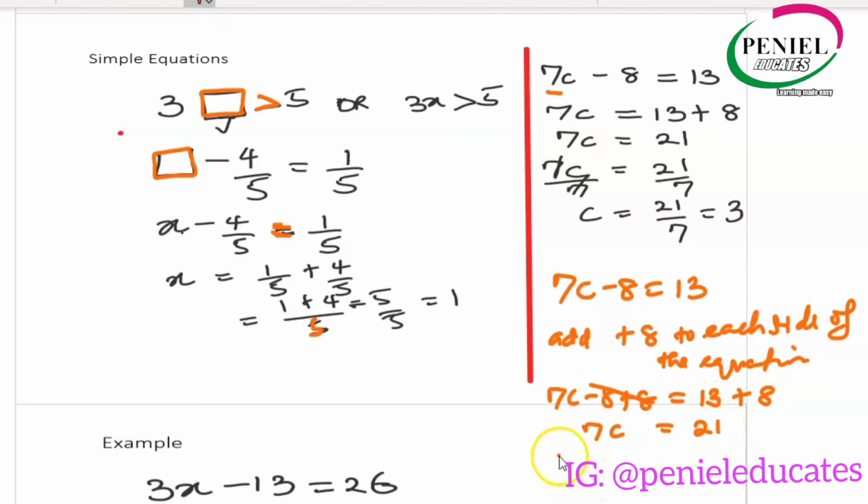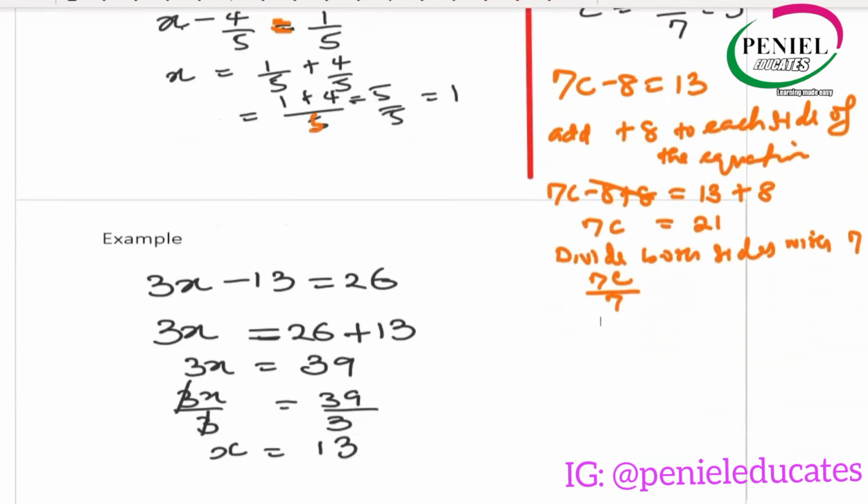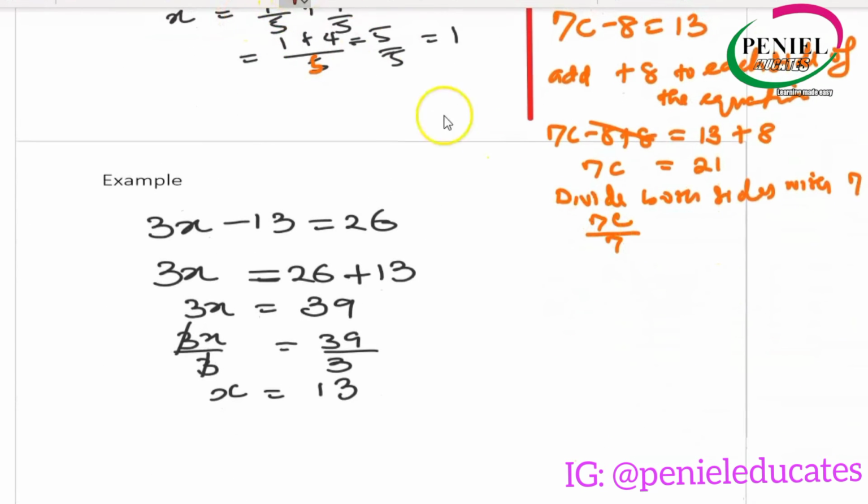Okay, so I want to divide both sides with 7. So I can do 7c over 7 equal to 21 over 7, because I'm dividing both sides by 7. So 7 cancels 7 here, 7 here 1, 7 here 3. So my c is actually 3.